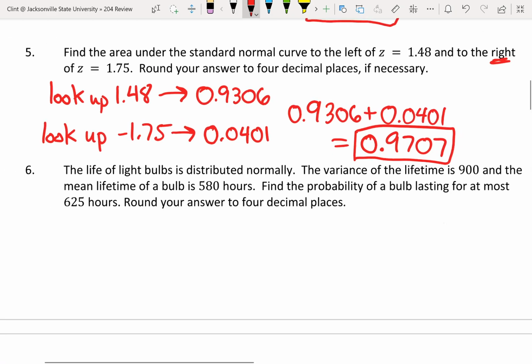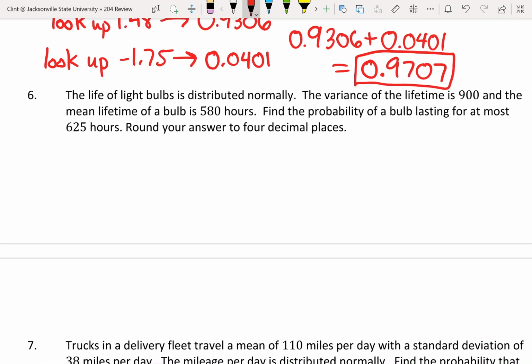Okay, number 6 here. Says the life of light bulbs is distributed normally. So if you see that, it's a good clue. We're going to use the z-table somewhere in there. Oh, this one throws us a little bit of a curve. It says the variance of the lifetime is 900, and the mean lifetime of a bulb is 580 hours. Find the probability of a bulb lasting for at most 625 hours. So we want the probability for at most 625. At most means less than or equal to.